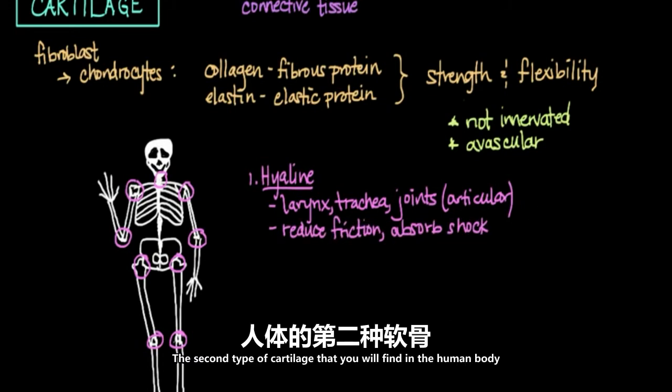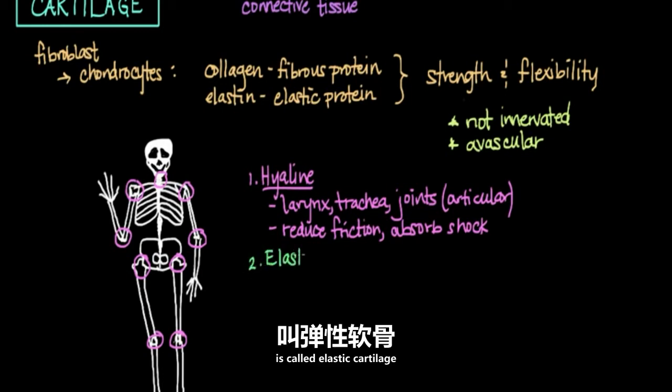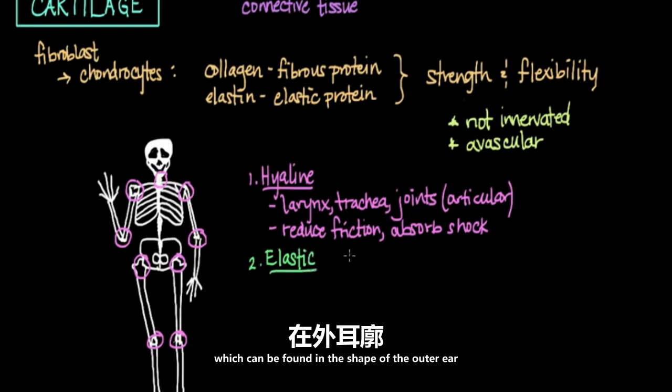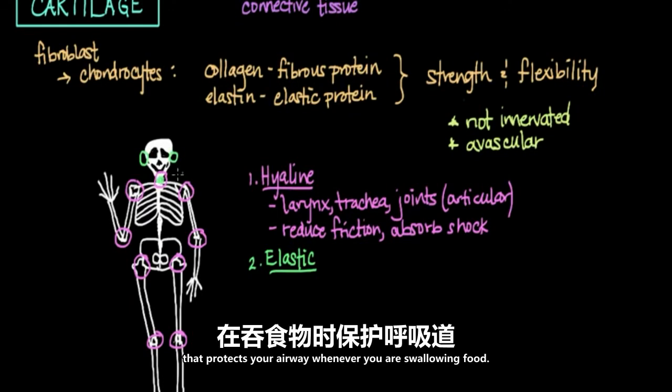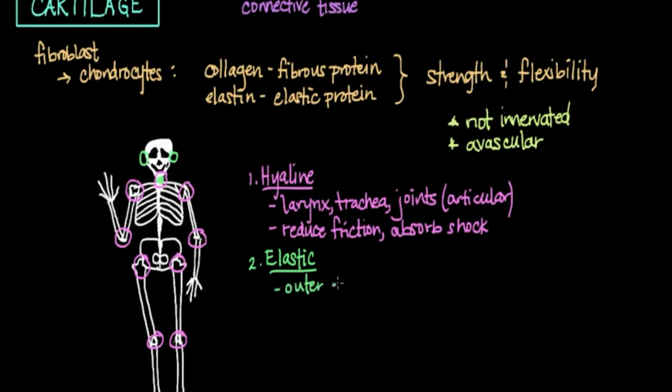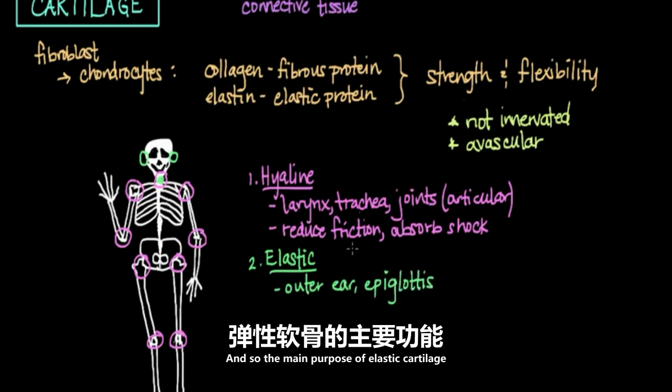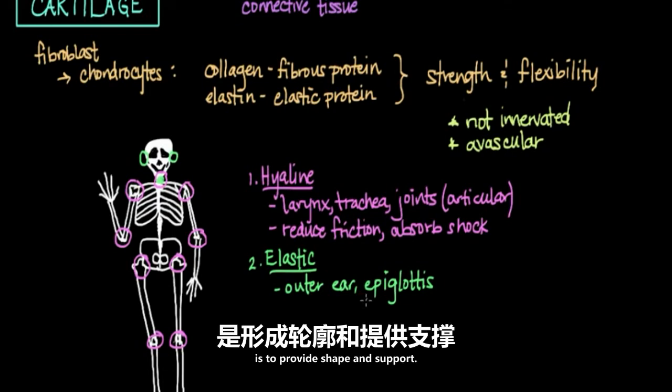The second type of cartilage that you will find in the human body is called elastic cartilage, which can be found in the shape of the outer ear and also the epiglottis, which is the structure that protects your airway whenever you are swallowing food. And so the main purpose of elastic cartilage is to provide shape and support.